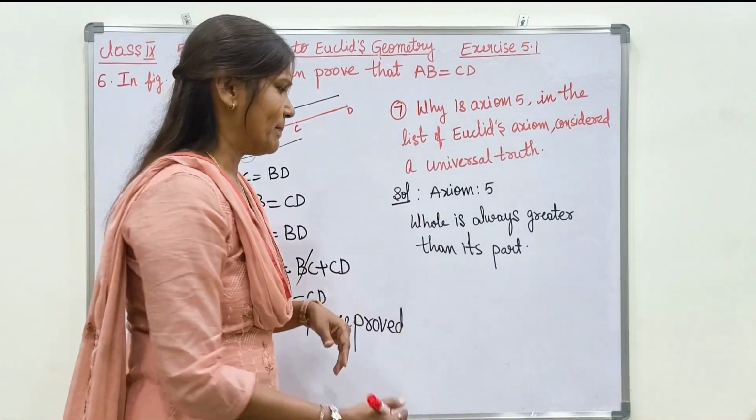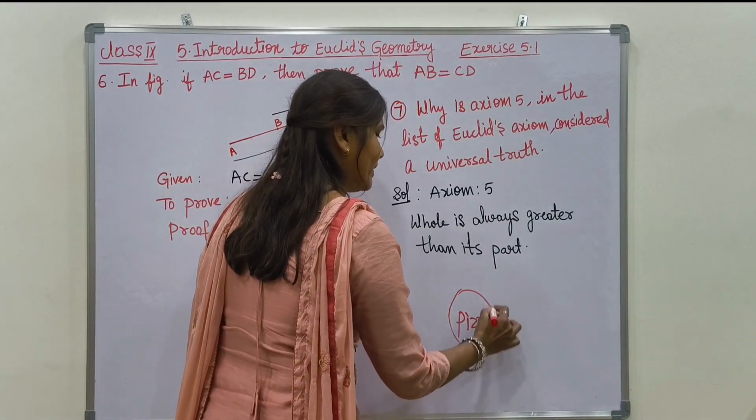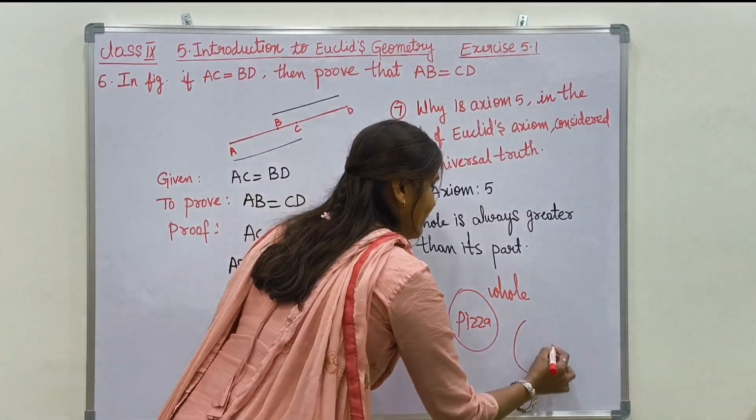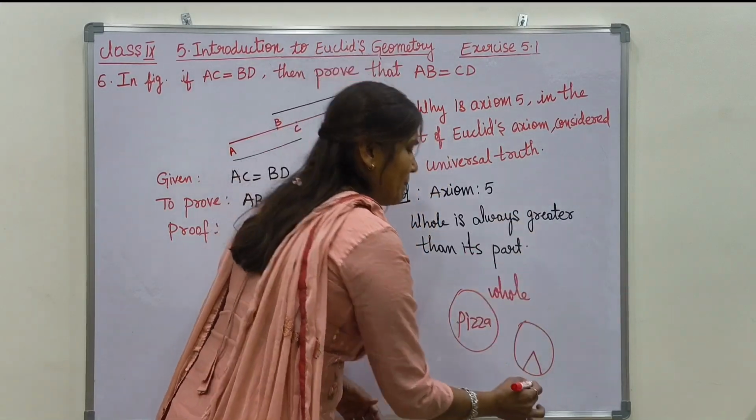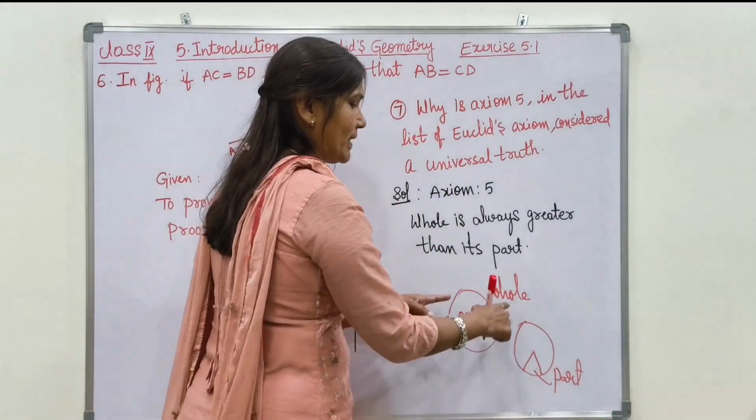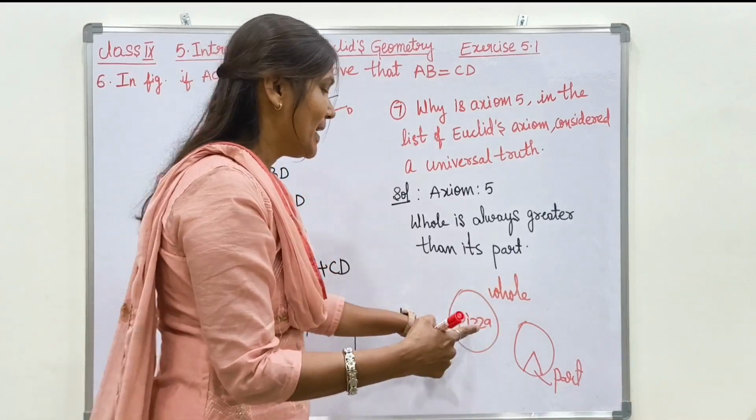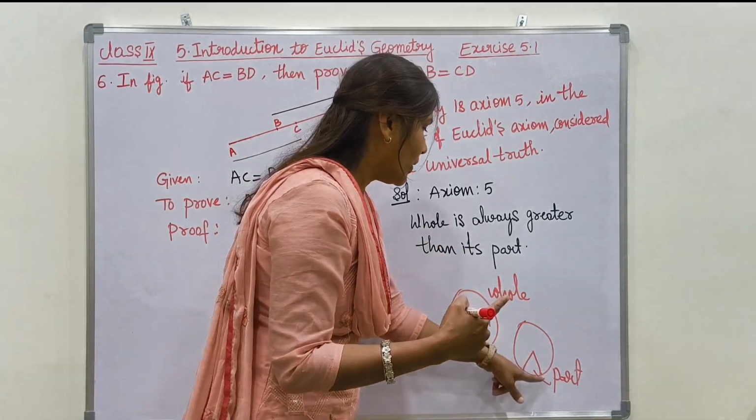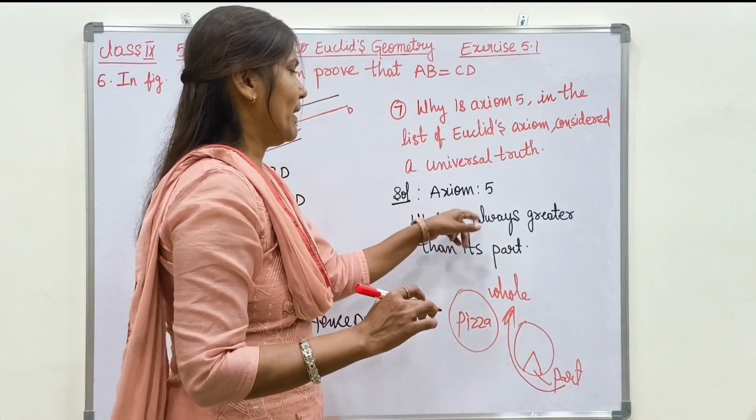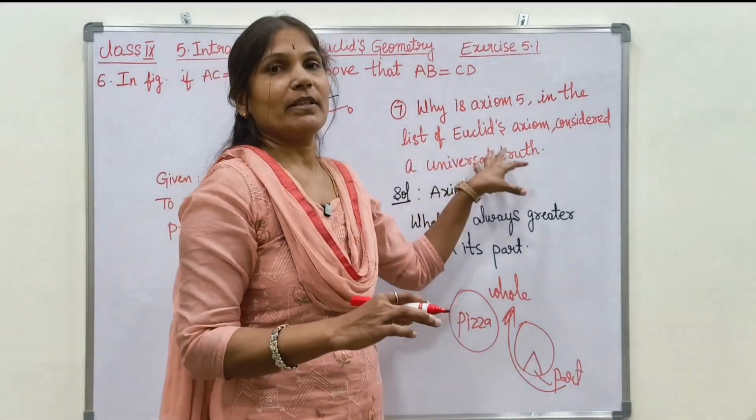You can take any example. See, here I am taking one pizza. This is a whole. Next, in this pizza I am taking one piece. This one piece is a part. Now you compare this part with the full pizza, which one is bigger? The pizza is bigger. So the whole is always greater than the part. This is an example of axiom 5, so axiom 5 is a universal truth.